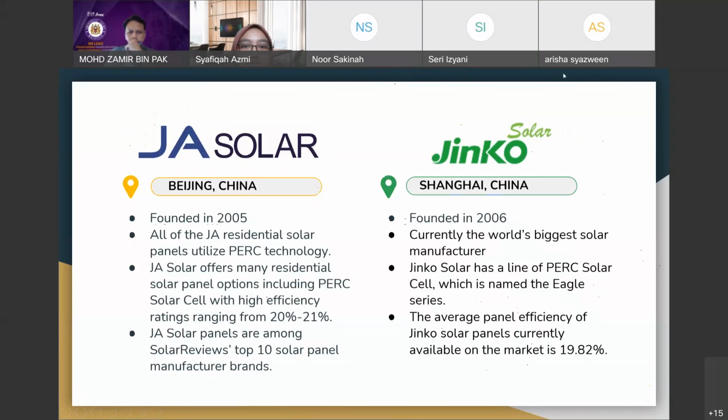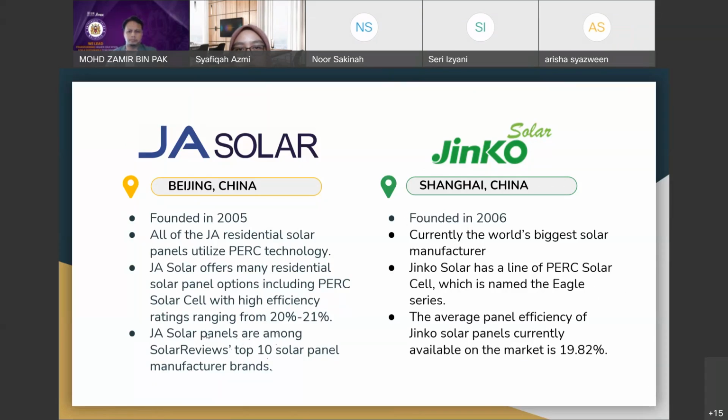JA Solar is a leading manufacturer of high-efficiency PV solar panels, founded in 2005 and based in Beijing, China, with several global offices, including one in San Jose, California. They produce high-performance solar panels for residential, commercial, and utility-scale projects. All of the JA residential solar panels utilize PERC technology. JA offers half-cut cell and PERC solar panels.